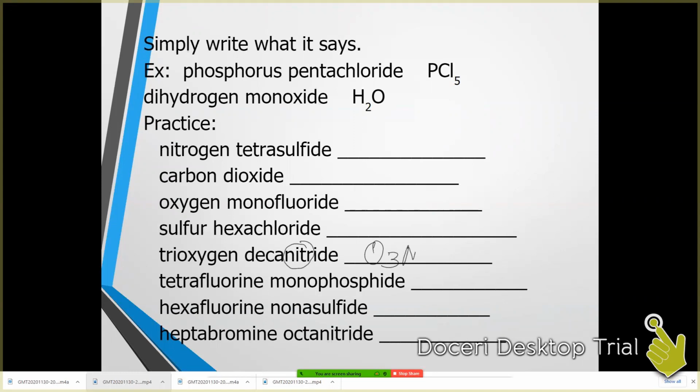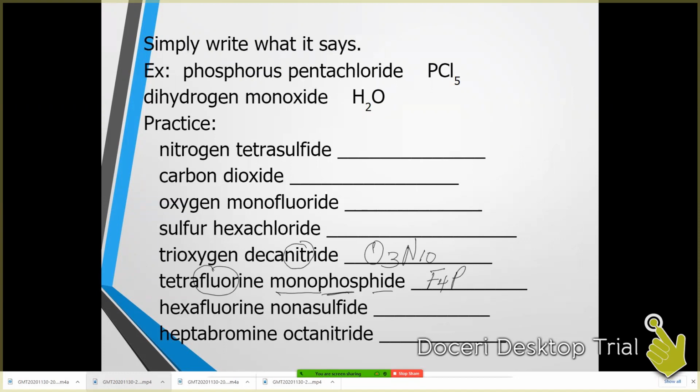Decanitride, so that would be nitrogen. Deca is 10. Tetrafluorine, so fluorine is F. Tetra is 4. And then monophosphide. So that's phosphorus. Mono means just 1.